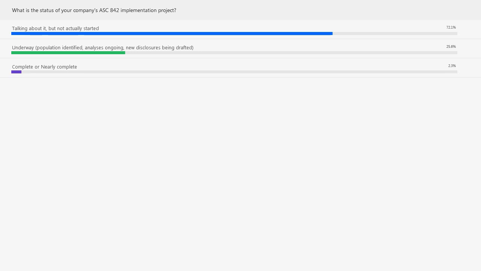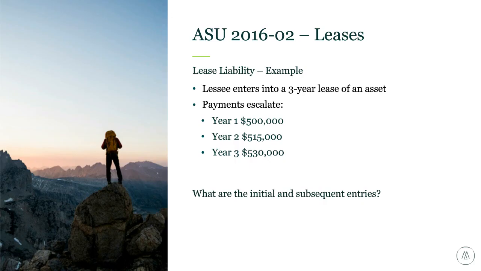So hopefully what I'd like to do here is give you an example, because I know a lot of people have gone to lease seminars and revenue seminars, and everyone talks about the theory of this, but nobody actually walks through the debits and credits. I'm an accountant's accountant, so I like to see how the entries actually flow through and work. And I hope you can look at this and understand a little bit better.